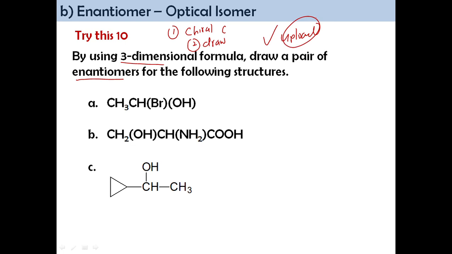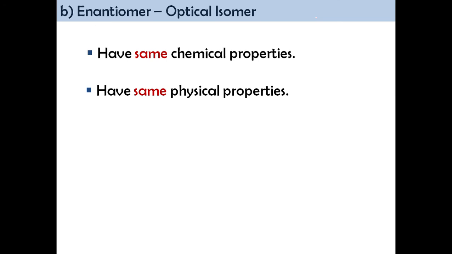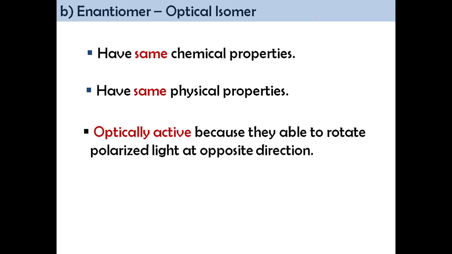Okay. So we have gone through all of the cis-trans isomers and enantiomers. What remains is just this to show you. For enantiomers, same chemical properties and same physical properties. It is different from the cis-trans isomers earlier, okay? So a pair of enantiomers has the same chemical properties and the same physical properties. It is just optically active because they are able to rotate polarized light in opposite directions. How do we know it is optically active? It has a chiral carbon. So, when it has a chiral carbon, it can make enantiomers. It is optically active. So, that is all for this video.